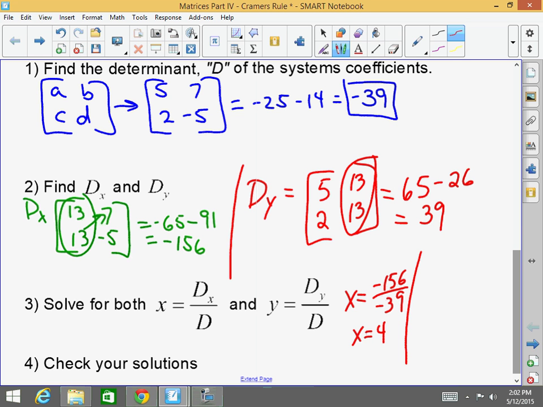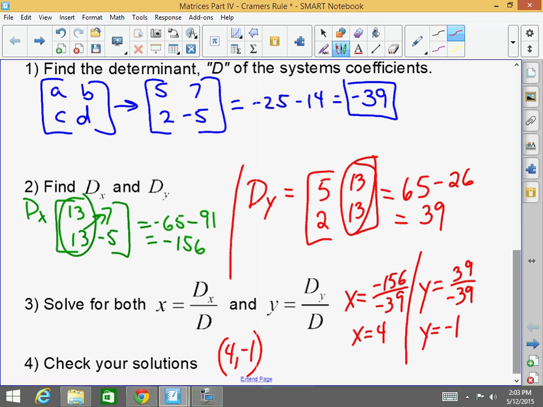I don't know why you would say 13, because my original determinant was negative 39. And for whoever said it would be negative, a negative divided by a negative is a positive. But thank you guys for caring. And then y would equal 39, which is my d of y, over my main determinant of negative 39. So y equals negative 1. So my solution is 4, negative 1.